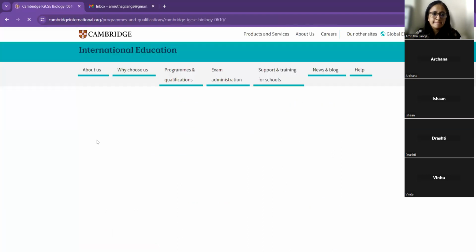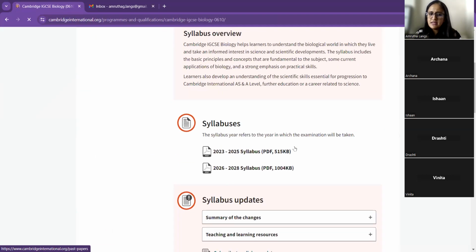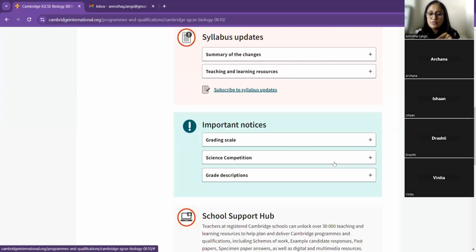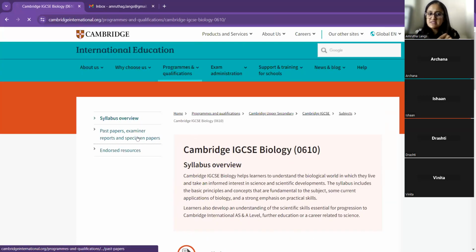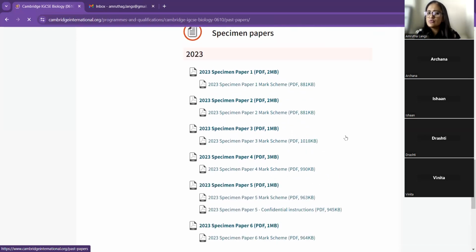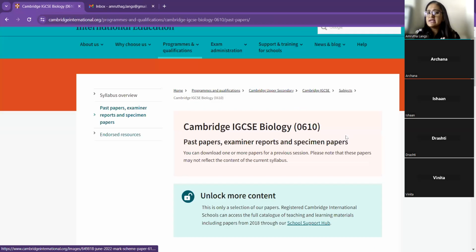If I go on biology, for example, the syllabus here is changing in 2026. They have updated it on the website. So if you plan, say for example, to appear for the board exam in March 2026, you can start preparing from now because they have updated it here. You can download the syllabus. You exactly know the specimen papers. You will go here and see that they have updated the specimen papers. You download the papers, and you know exactly what you need to study.